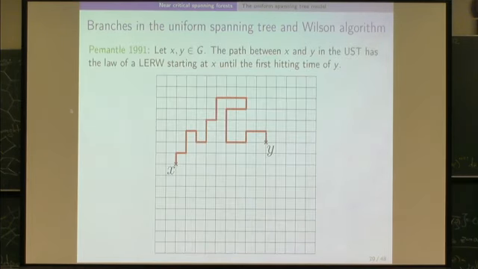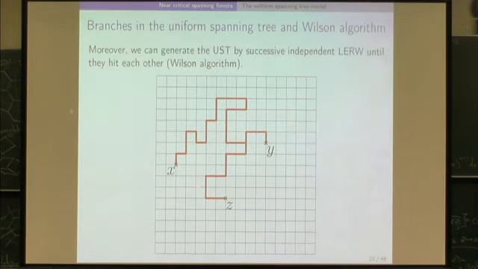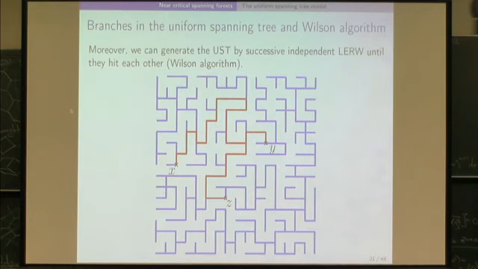And Wilson, in fact, generalized this procedure. So here you have the law of only one branch of the uniform spanning tree. But if you take another point, the law of the branch that you see appearing here is simply the law of a loop-erased random walk independent of the first one until it hits the first one. And you can do that for all the vertices in the graph, and you will get a spanning tree by definition, and in fact it has the law of the uniform spanning tree. So this is the Wilson algorithm, and it's great not only to generate a uniform spanning tree, but also to get a lot of information about the uniform spanning tree.